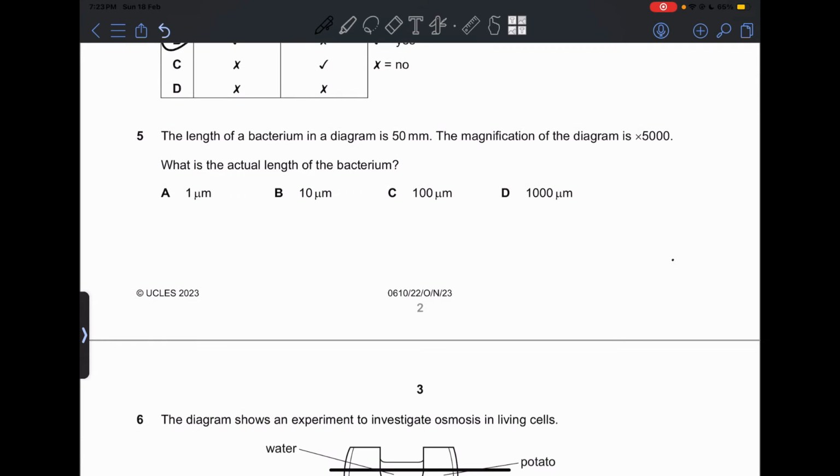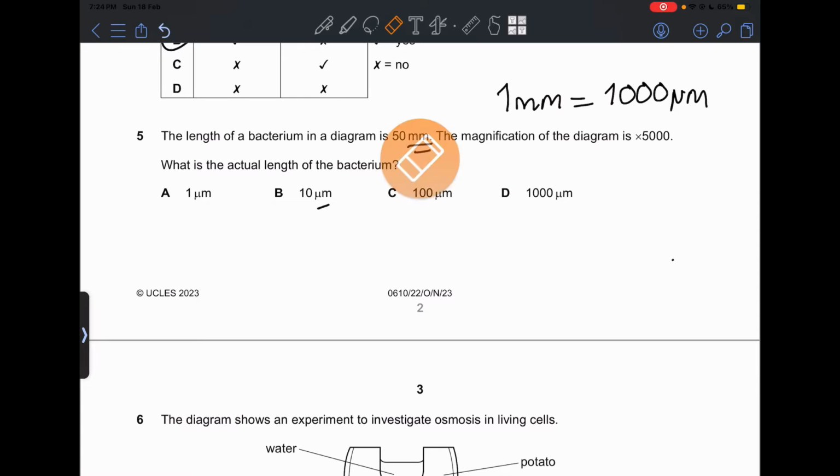Number 5, the length of a bacterium in the diagram is 50 millimeters. The magnification of the diagram is 5000. What is the actual length? So over here, we can notice that in the question, it is written in millimeters and the answers are in micrometers. So we know that 1 millimeter equals 1000 micrometers. So you're going to be answering the question, but keep in mind that you're going to be dividing by 1000 or multiplying by 1000 to get the answer in micrometers.